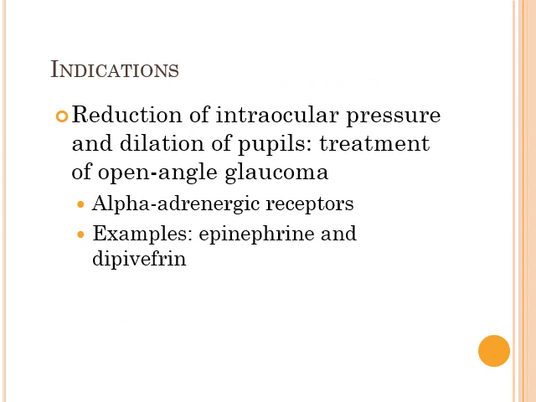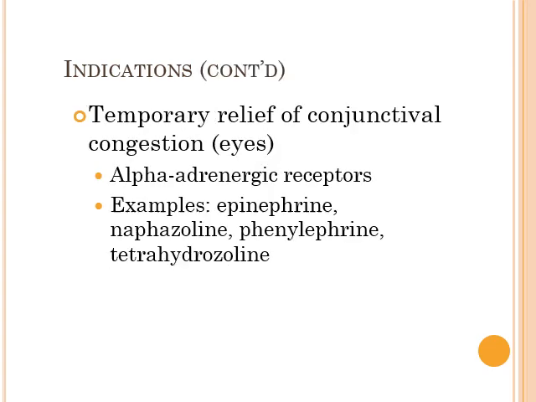Indications include reduction of intraocular pressure and dilation of the pupils. So treatment of open-angle glaucoma includes the alpha-adrenergic receptors. Examples would be epinephrine and dipivefrin. Temporary relief of conjunctival congestion in the eyes. Once again, it's an alpha-adrenergic receptor. Examples of this would be epinephrine, naphazoline, phenylephrine, and tetrahydrozoline.